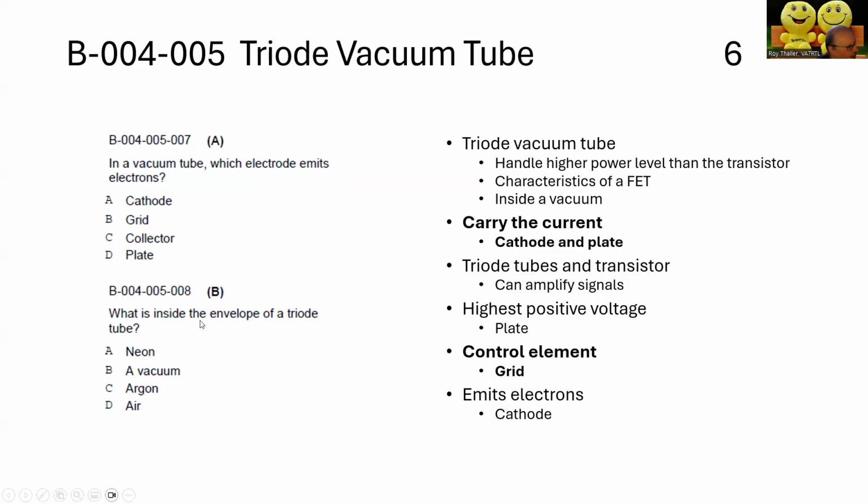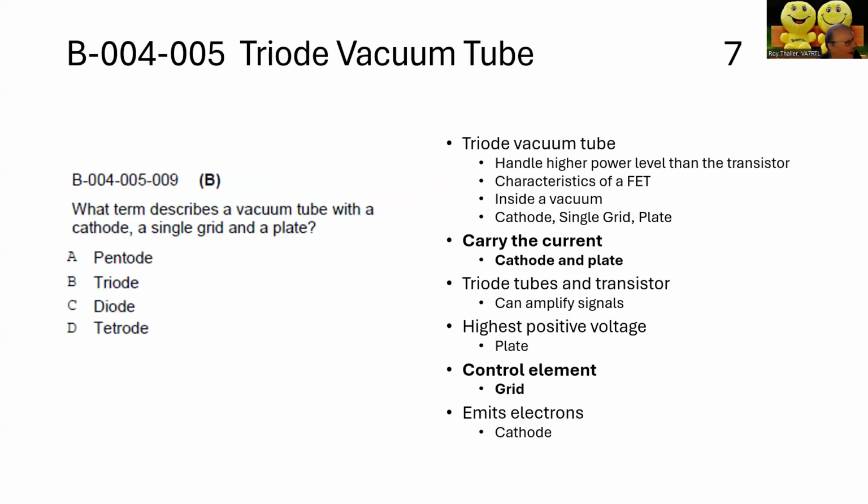What is inside the envelope of a triode tube? So in this case, because electrons are traveling in it, you want a vacuum. So B is the correct answer. What term describes a vacuum tube with a cathode, a single grid, and a plate? So think of it as three. And so that would be a triode. B is the correct answer.